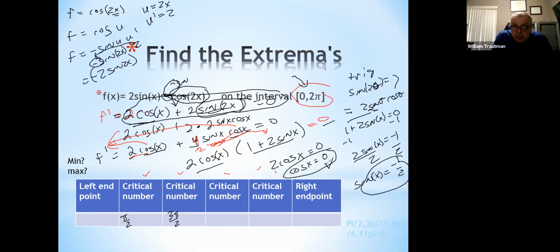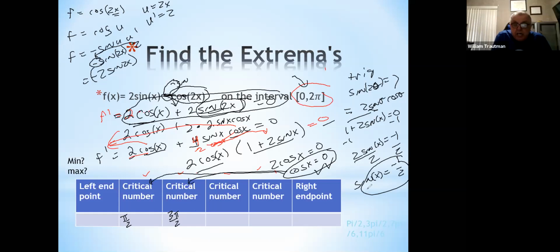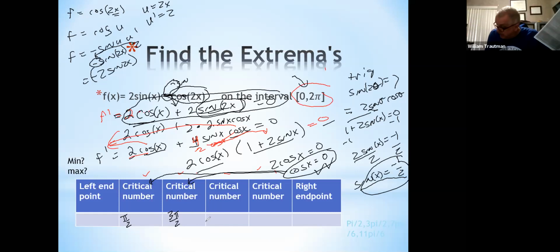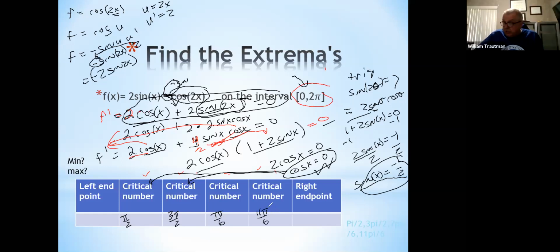Now we found these two critical numbers, here and here. Now we need to find the two critical numbers where sine x equals negative 1/2. And sine is the y values. So where on the unit circle are the y values equal to negative 1/2? 7 pi over 6. Yes. 7 pi over 6 and? 11 pi over 6. So these are our four critical values. Our four critical numbers.